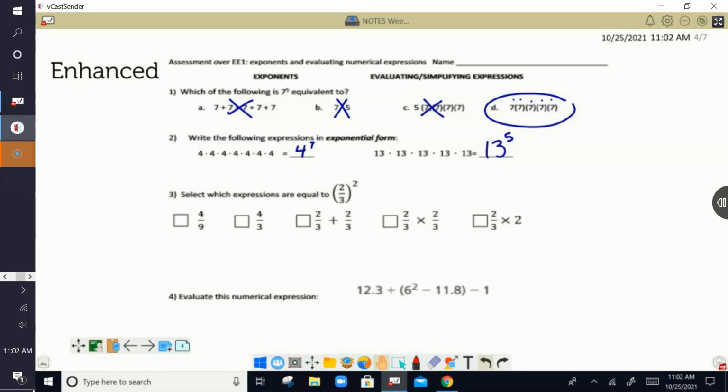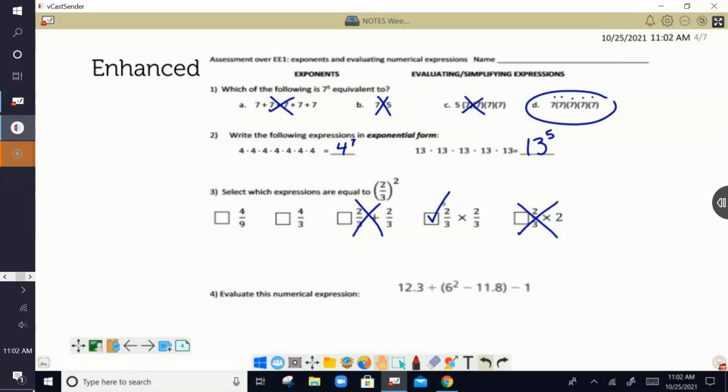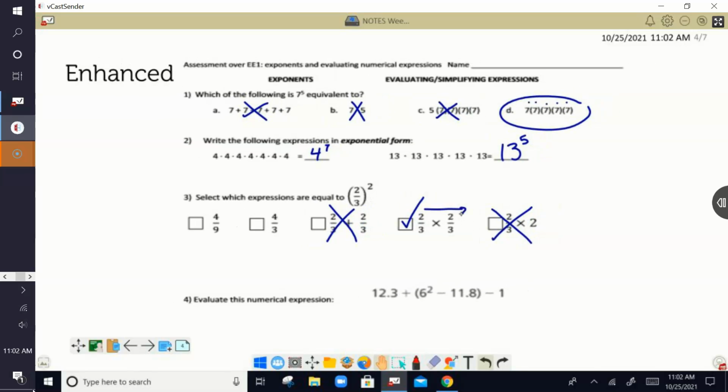2/3, the whole fraction, is to the 2nd power, which means 2/3 times 2/3. We are not multiplying by 2, so that is definitely not the case here. It's 2/3 that are multiplied, not added together. So that's out of the way. And what do we get when we multiply 2/3 times 2/3? Just multiply straight across: 2 times 2, 3 times 3, and we get 4/9. So we have 2 answers right here.